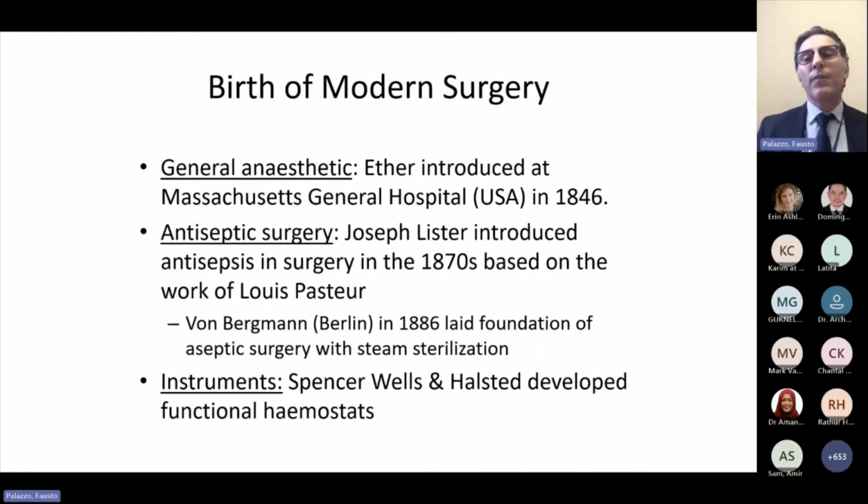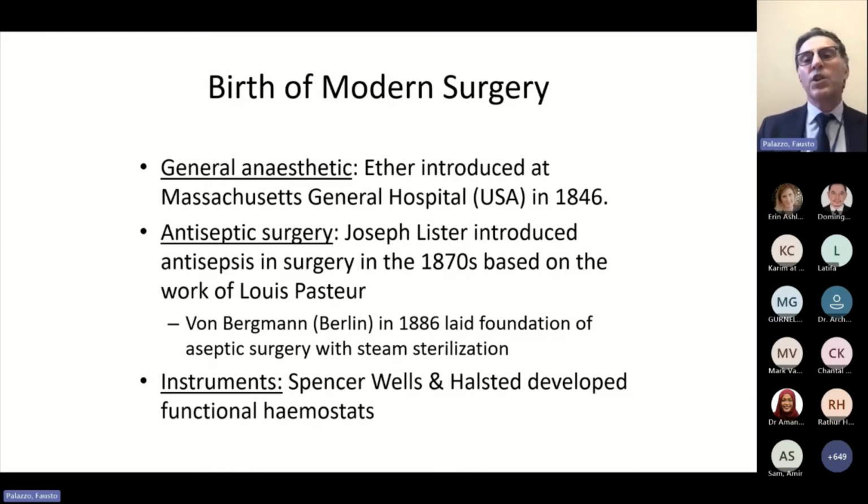But of course, we have to understand that the problems of thyroid surgery and lots of other surgery were related to the circumstances in which they had to work. You have to remember that there was no general anaesthetic until the mid-19th century, when ether arrived. And so the operations had to be done very fast.